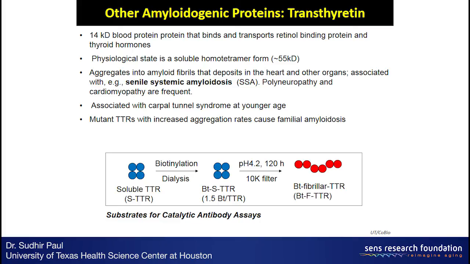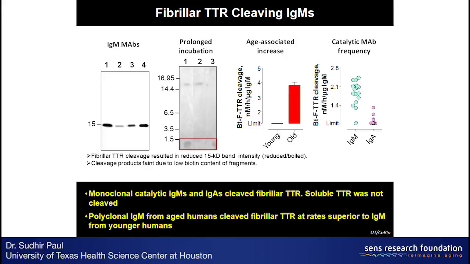We biotinylated the transthyretin, and we tested the soluble tetrameric transthyretin and the fibrillar form of transthyretin as a substrate for catalytic antibodies. We found several human monoclonal IgMs that essentially cause disappearance of the biotinylated transthyretin. The fragments are visible in the second panel from the left. These are very small fragments, less than 1.5 kilodalton.